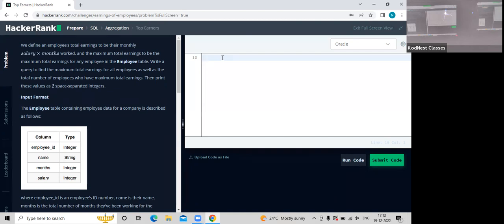See, first let us think of writing a logic for getting the maximum salary. Nothing but multiplying their salary with the number of months they have worked. So don't you think one thing we can be doing is, in the from clause we can give a subquery and take that highest one and multiply, and that will be the maximum salary. That part we can get. But later we have to do a comparison where that value will come.